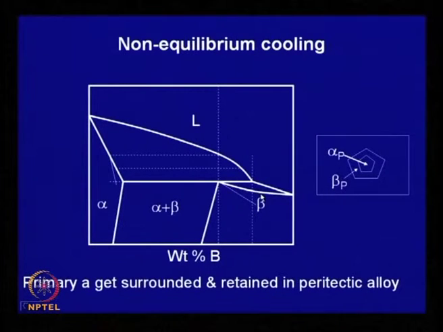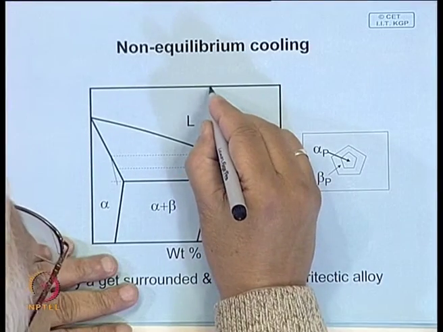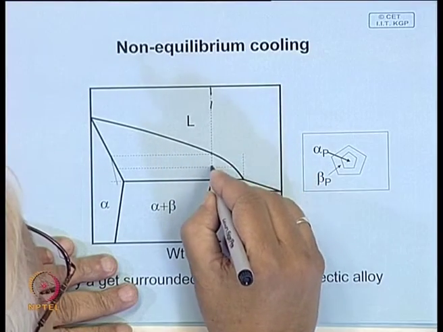Now, let us look at a peritectic system. What happens in a peritectic system? The same concept we can apply, and let us consider this alloy in the peritectic system. This is the peritectic point, and this is the alloy composition.